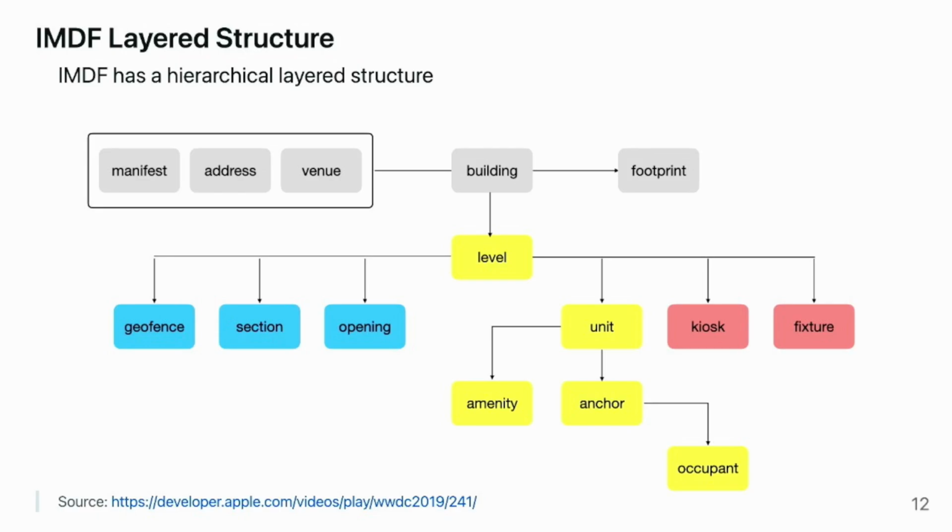Now let's explain the layer structure of IMDF. IMDF data is organized in a hierarchy structure. This diagram shows how the different components relate to each other. At the top level, you have the venue. A venue contains one or more buildings. Each building has a footprint and contains multiple levels. Each level contains units and openings. Each unit contains amenities and occupants. This hierarchy structure makes it easy to organize and query indoor spatial data.